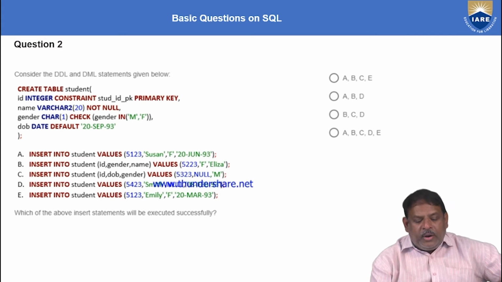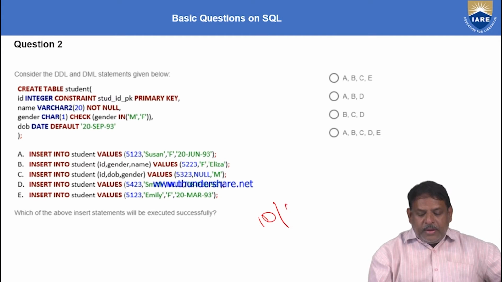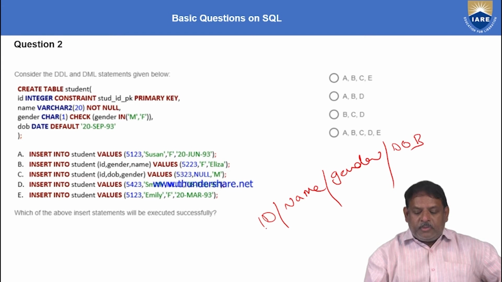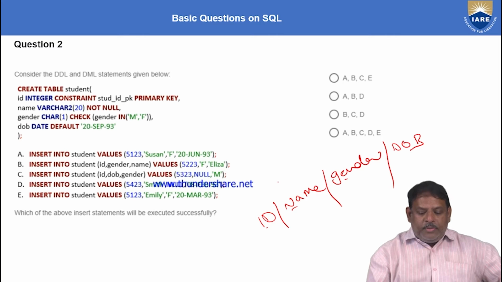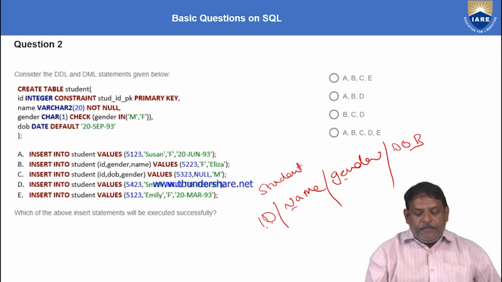So here, let us see this. Create table student. So here it is going to create a table named student with ID as the first column, then name as the second column, gender, and also date of birth. So a table with 4 columns, 1, 2, 3, 4. Table name student having 4 columns: ID, name, gender, and DOB.